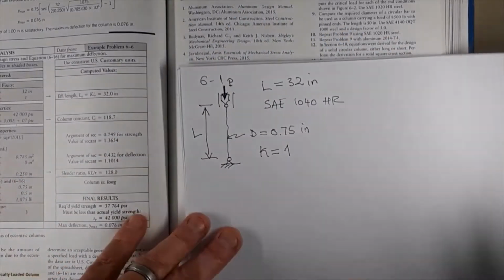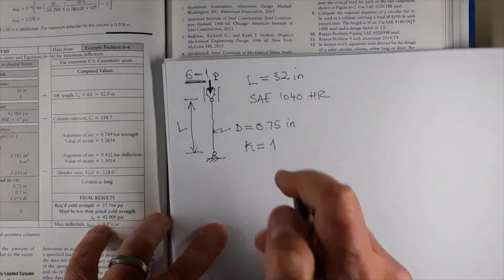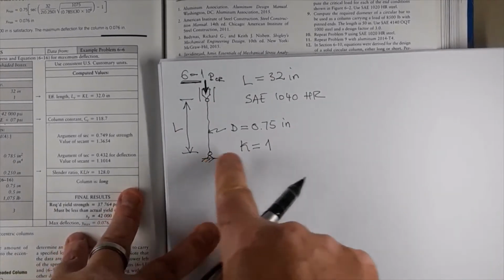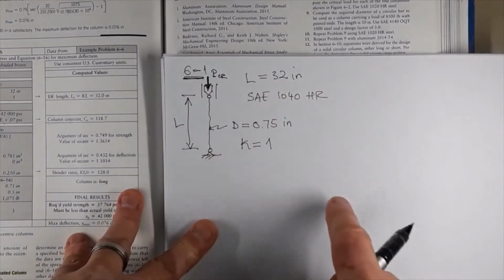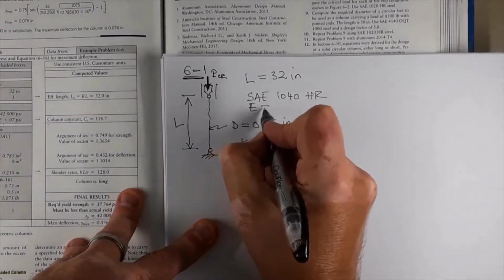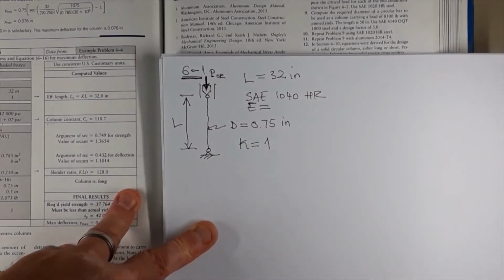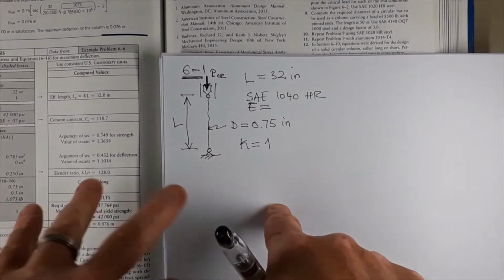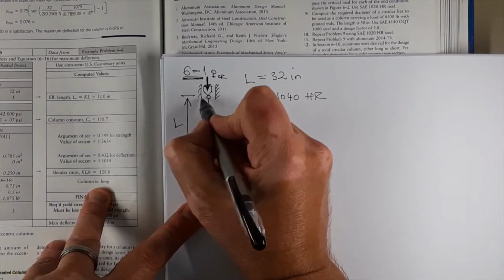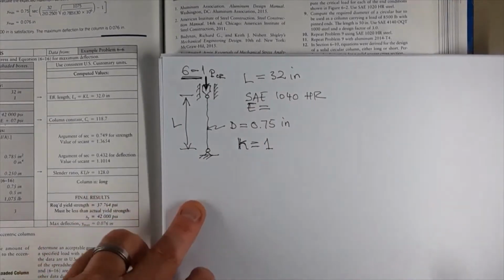Alright, so a summary of the information given. So we have the length of the column, 32 inches, the material, SA1040. We're going to find from the back of the book what the modulus of elasticity is. It's round, 0.75 inches. If it's pinned at both ends, then the end fixity coefficient is 1.